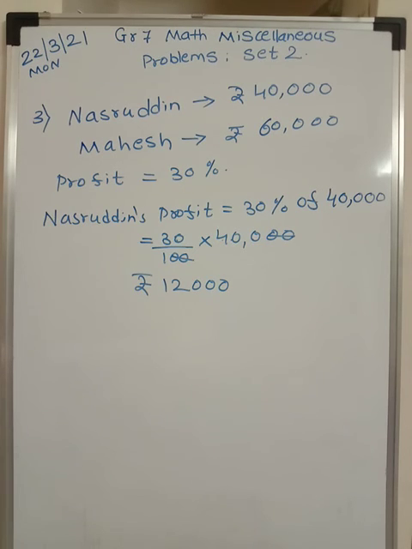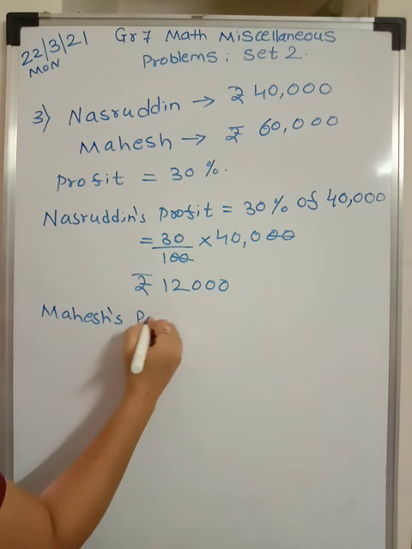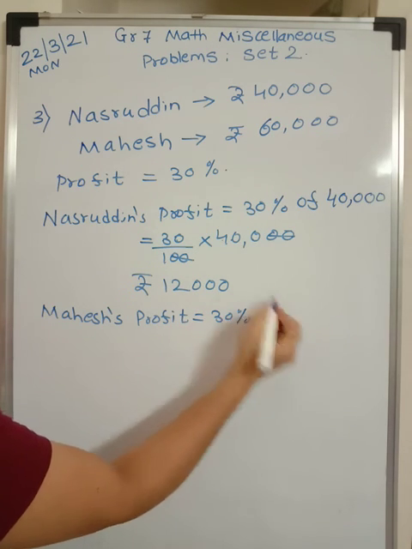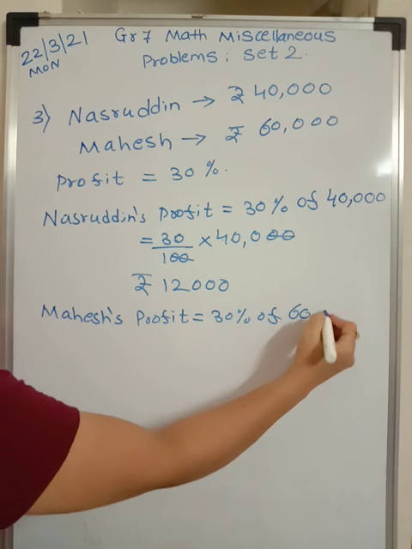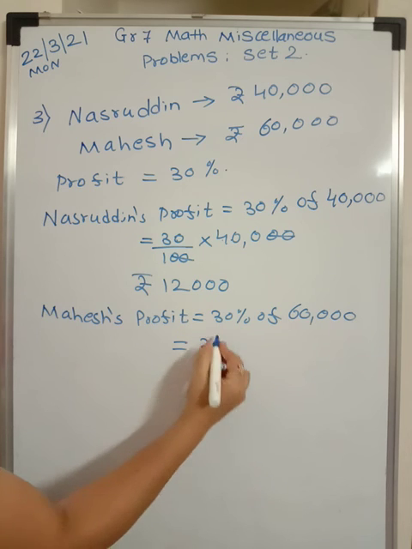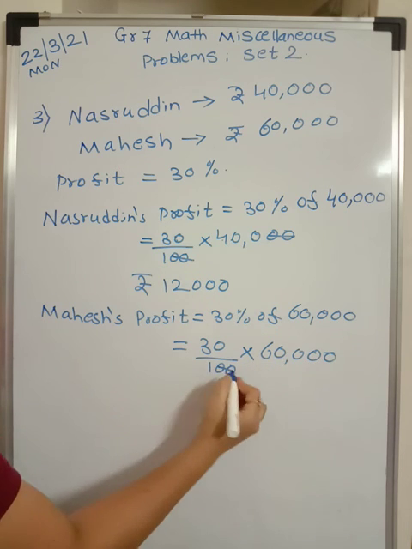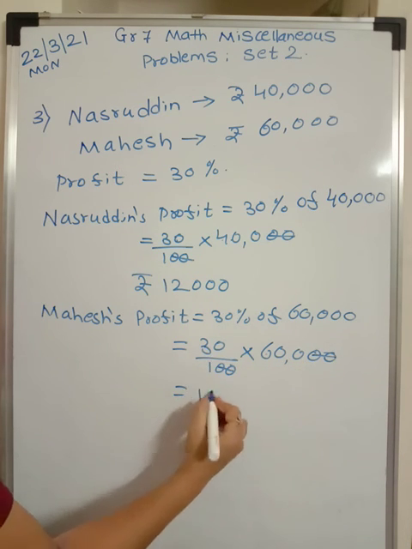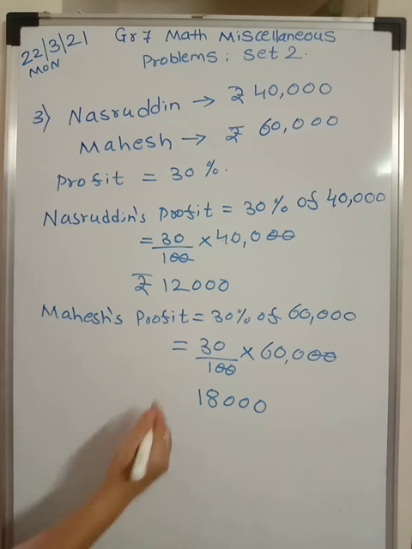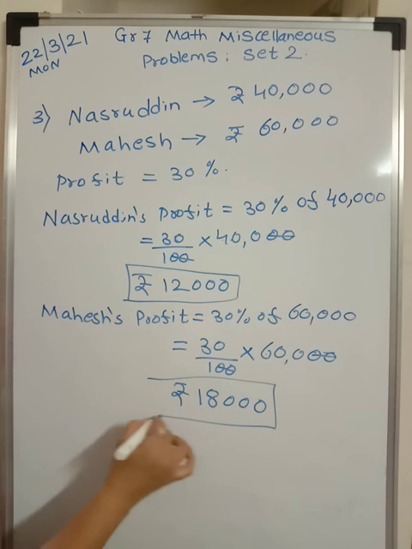Okay, and let us calculate Mahesh's profit. Mahesh's profit will be 30% of his investment. He has invested 60,000 rupees. So he is likely to get more. So this is again 30 upon 100. Percent means upon 100. Of means multiply, and 60,000. 2 zeros, 2 zeros. 6 threes are 18. 1, 2, 3. So he got a profit of rupees 18,000. So this is Nasruddin's profit and this is Mahesh's profit.